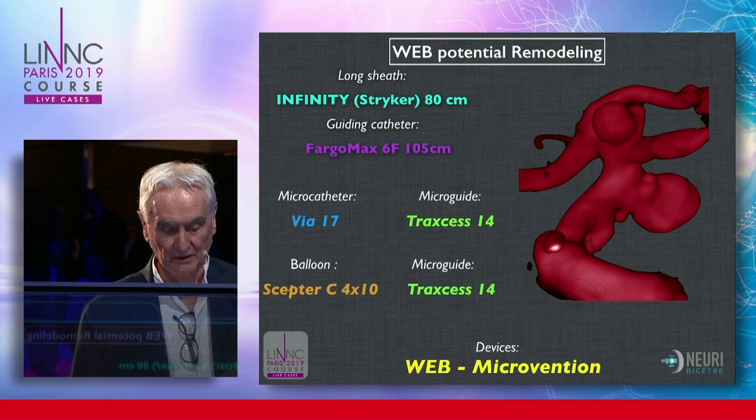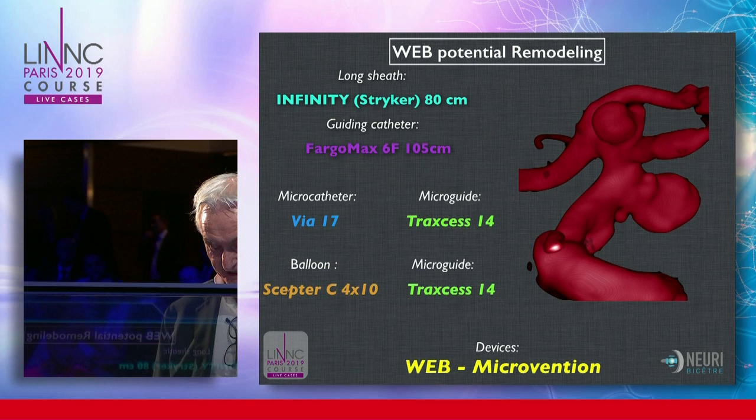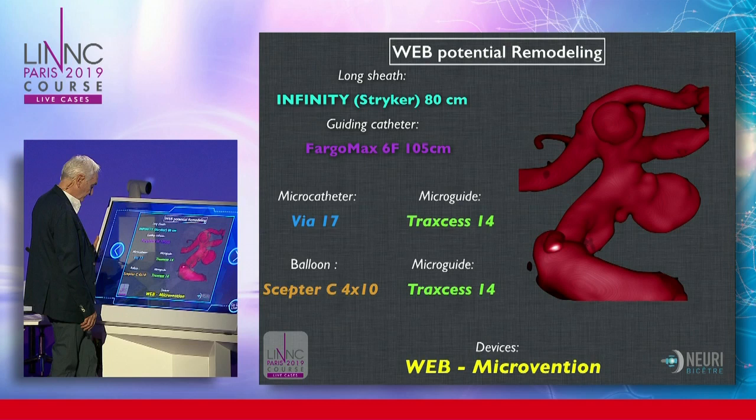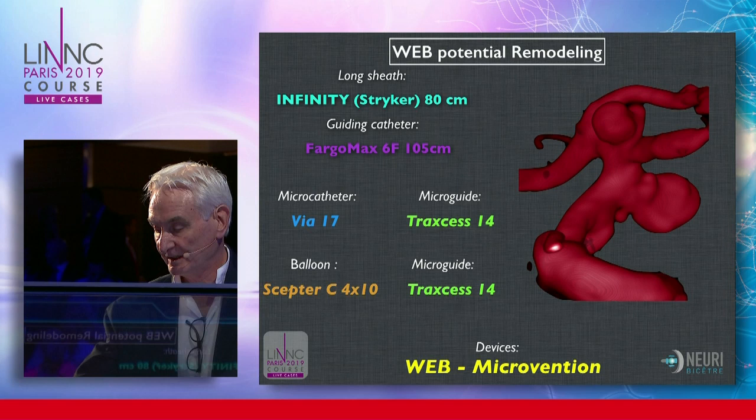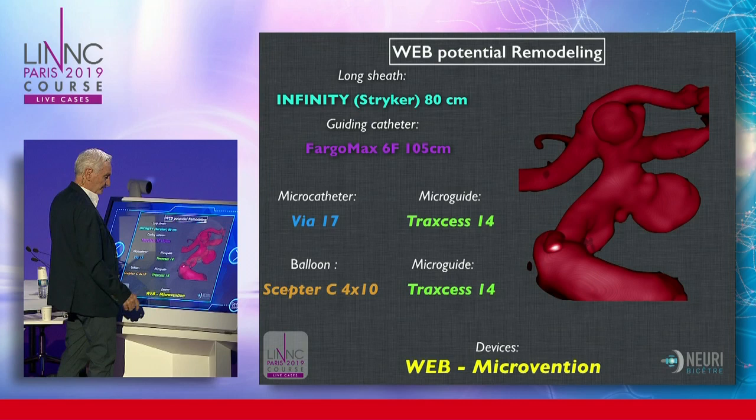So the treatment will be performed with a base camp, Infinity from Stryker, Fargomax in the carotid artery. The aneurysm will be treated with VIA 17, guide wire Traxxas 14. We will be delivering a Scepter C balloon in case we need to tilt the aneurysm, especially at this level. So the Scepter C will be delivered in the lower branch. And in case we need it, you can inflate and reposition by tilting the web in the aneurysmal sac. This one is more straightforward.